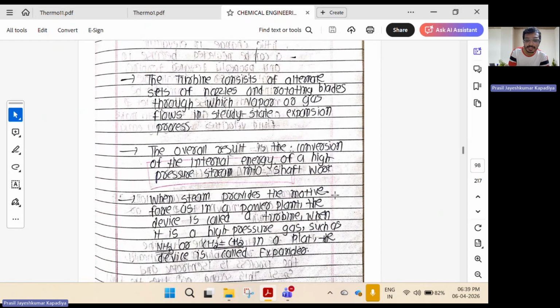So when steam provides the motive force, as in a power plant, the device is called a turbine. Or when it is a high pressure gas, such as some gases other than steam, it can be ammonia or ethylene, ethane in a plant, then the device is called the expander.